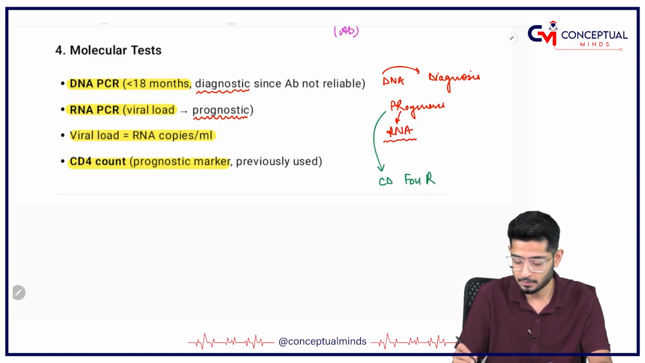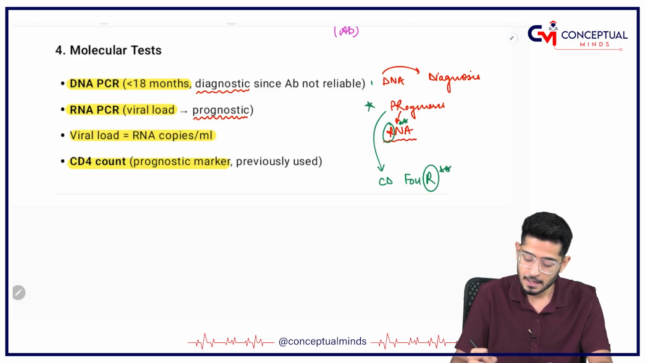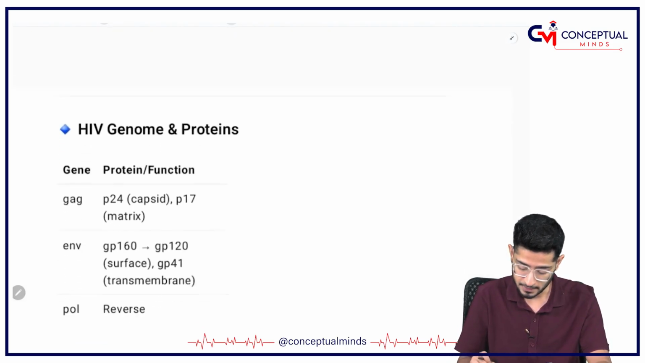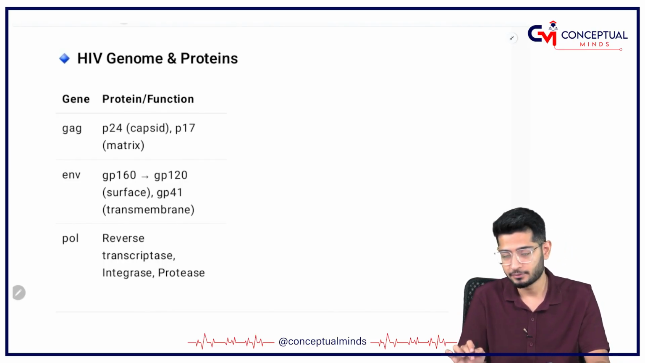Again, R is coming. So CD4, this is important. Again, R is important, RNA. So RNA and CD4, both of them are for prognosis, and for diagnosis we use the DNA. Okay. So now let us understand about the genome and the different proteins.